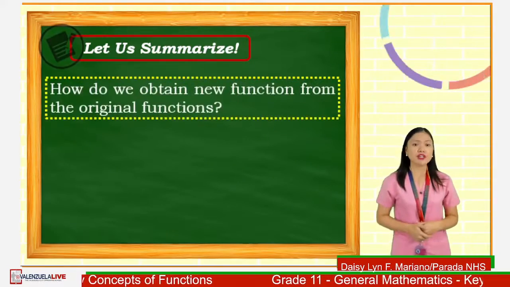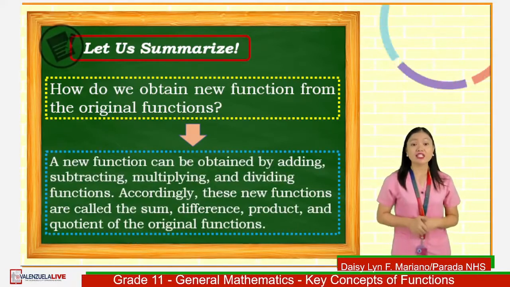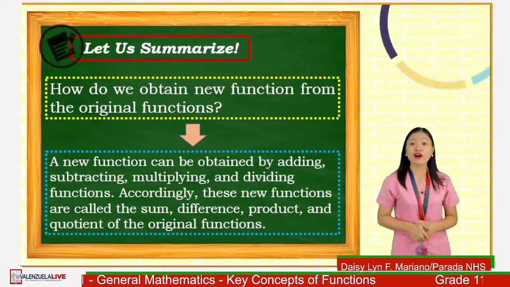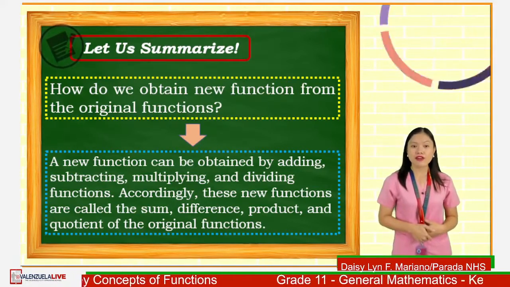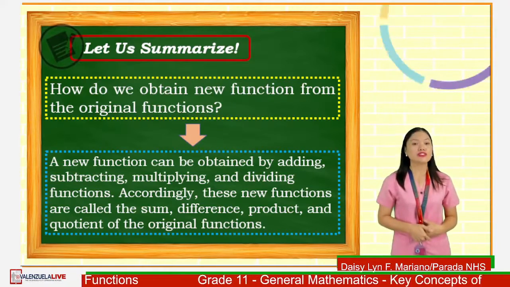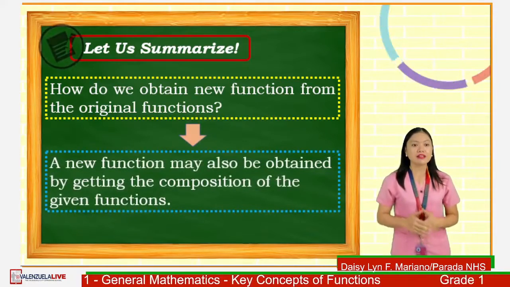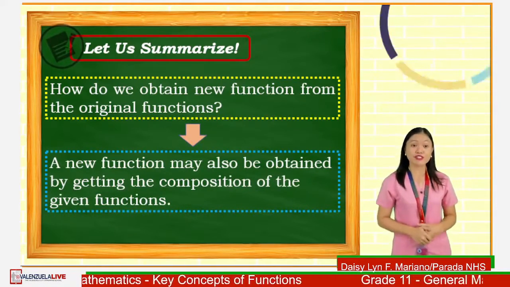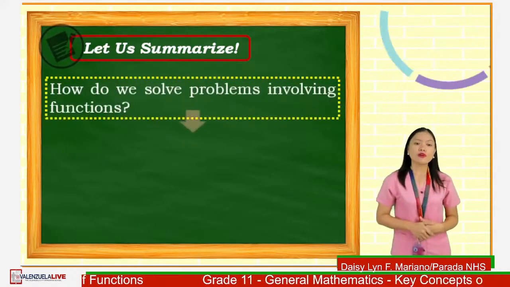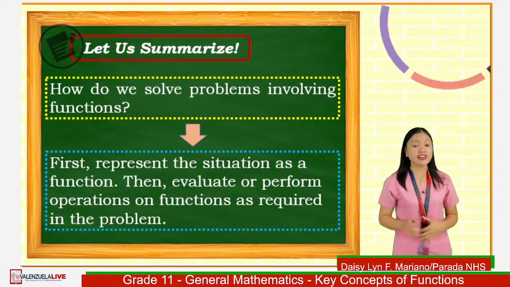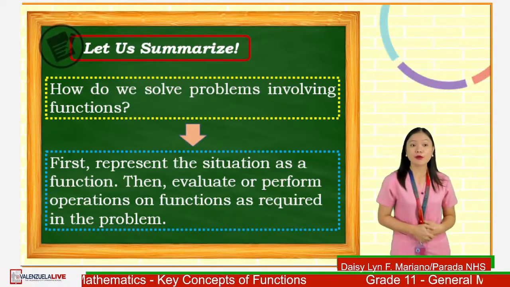How do we obtain new functions from the original functions? A new function can be obtained by adding, subtracting, multiplying, and dividing functions. Accordingly, these new functions are called the sum, difference, product, and quotient of the original functions. A new function may also be obtained by getting the composition of the given functions. How do we solve problems involving functions? First, represent the situation as a function. Then, evaluate or perform operations on functions as required in the problem.